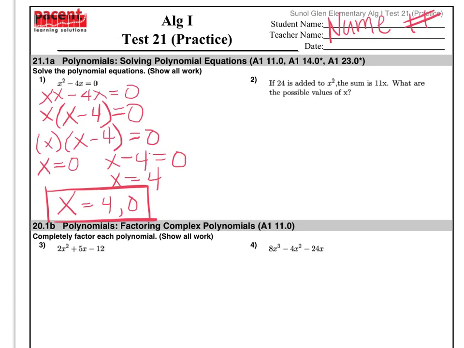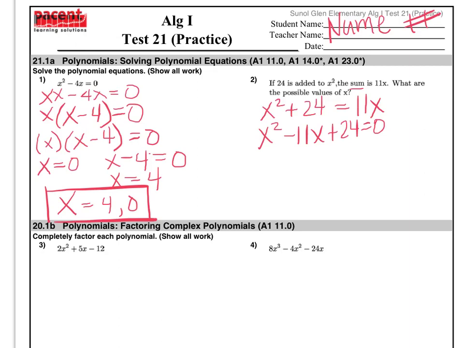Okay, and now we're going to do the second problem. If 24 is added to x squared, the sum is 11x. So we have to convert that to algebra. If 24 is added to x squared, that means you're taking x squared and you're adding 24 to it. The sum, which means add, is, which means equals, is 11x. And so now we need to solve this. So that means I need to move my 11x to the other side. So I'm going to add a negative 11x to both sides, and I get x squared minus 11x plus 24 is equal to 0.